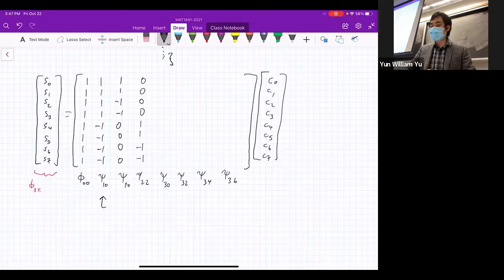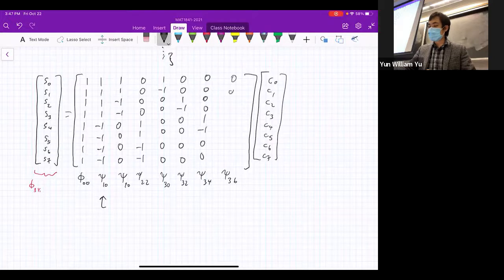And the first one is going to be 1, minus 1, 0, 0, 0, 0, 0, 0, 0, 0, 1, minus 1, 0, 0, 0, 0, 0, 0, 0, 0, 1, minus 1, 0, 0, 0, 0, 0, 0, 0, 0, 1, minus 1.